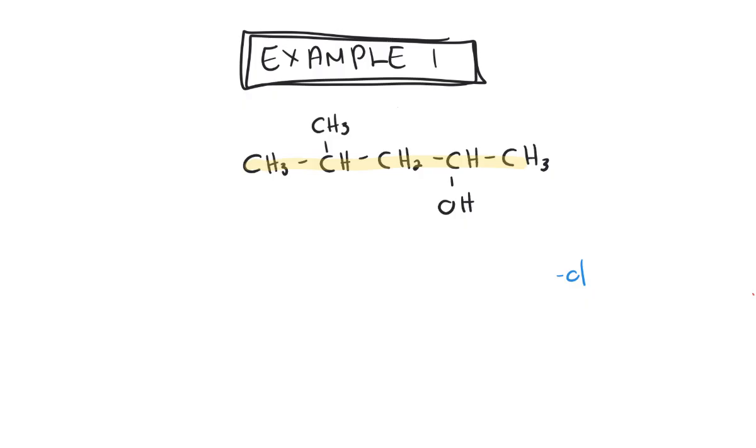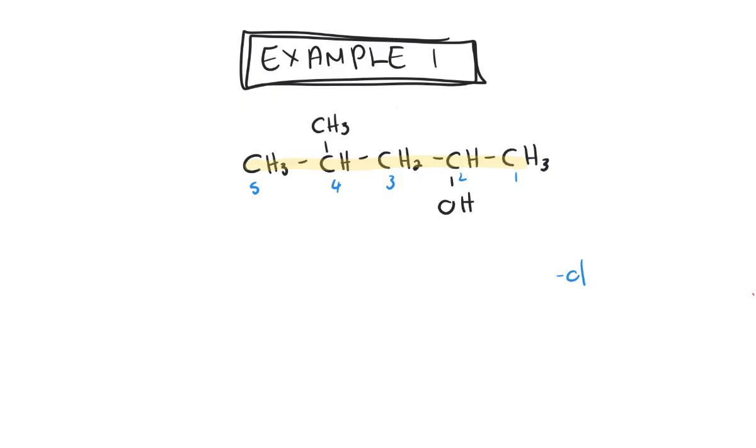Now I should number. So if I number from this side, my functional group would be on carbon number 1, 2, 3, 4. But if I number from this side, it would be on carbon number 1, 2. So I'm going to number from this side because I have to give my functional group the lowest possible number. Okay, and now I can start writing the name.